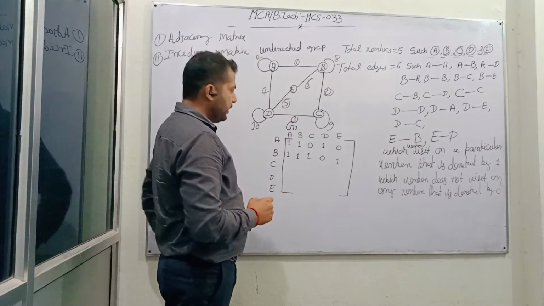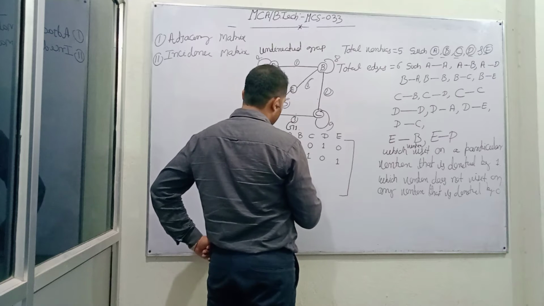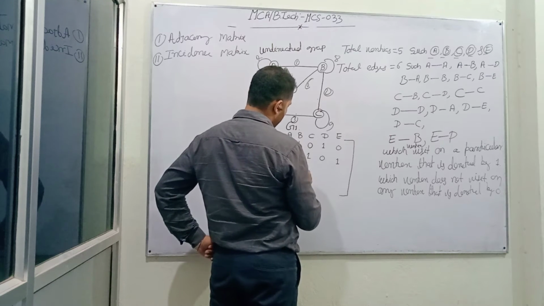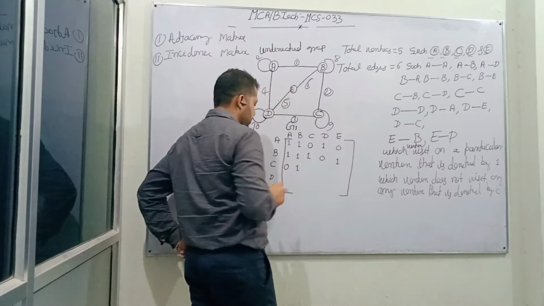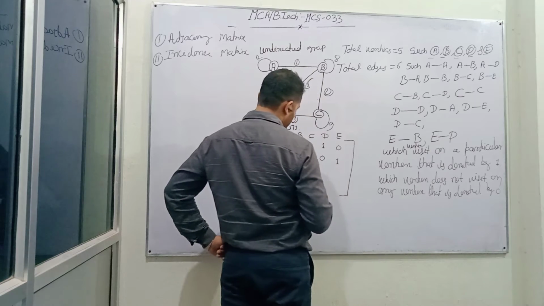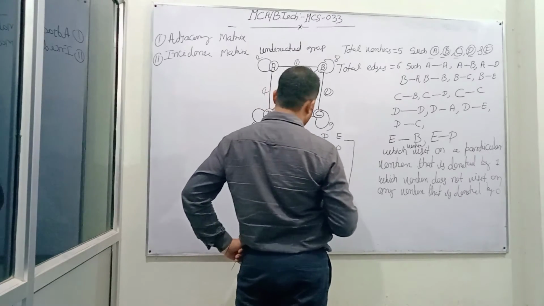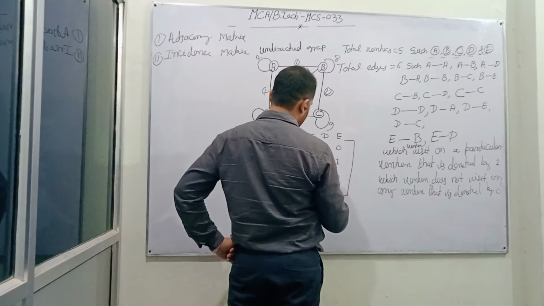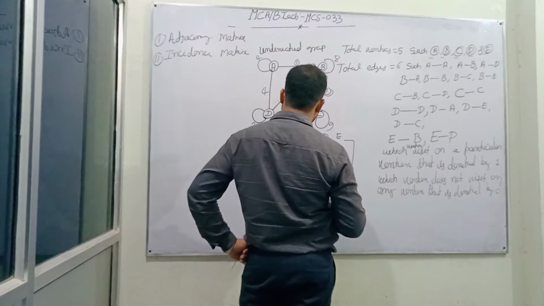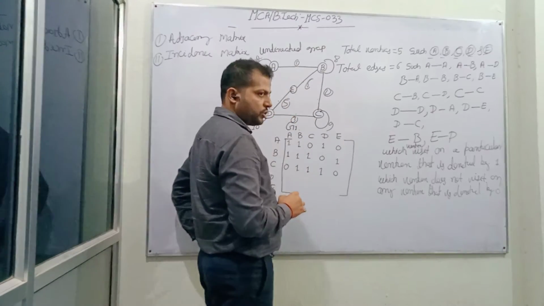Next we will see vertex C. C to A, no, it is denoted by 0. C to B, yes, that is visited on vertex B, so here we will write 1. Then vertex C to C will be denoted by 1 because it is the inner loop. Next, C to D will be denoted by 1 because it is visited, but C to E is not visited, so here we will write 0.